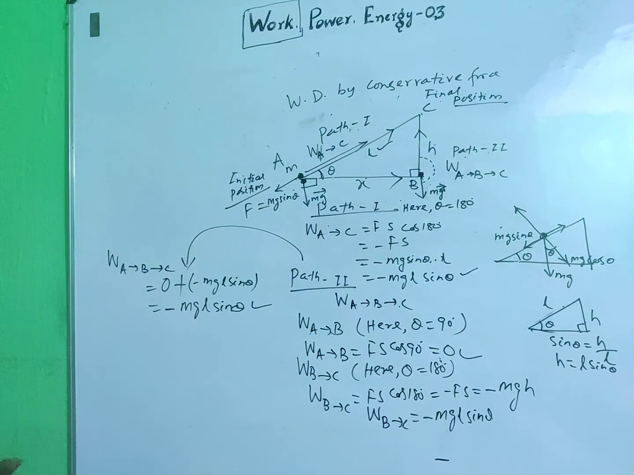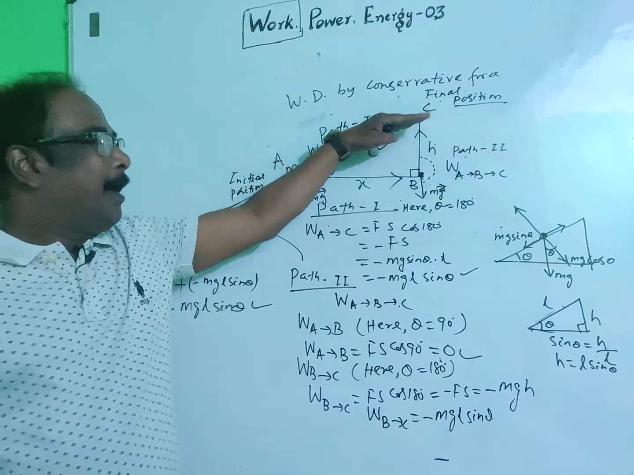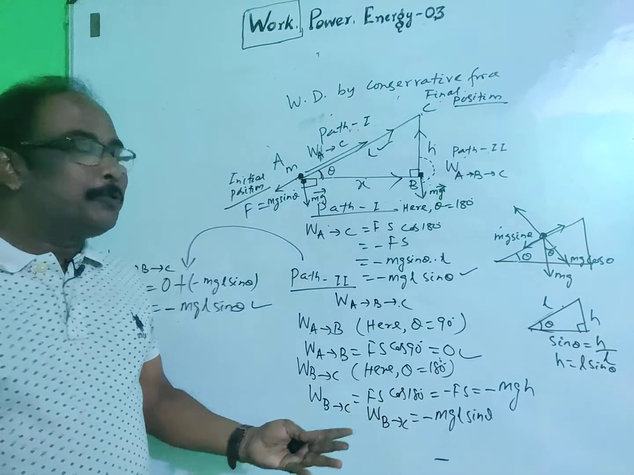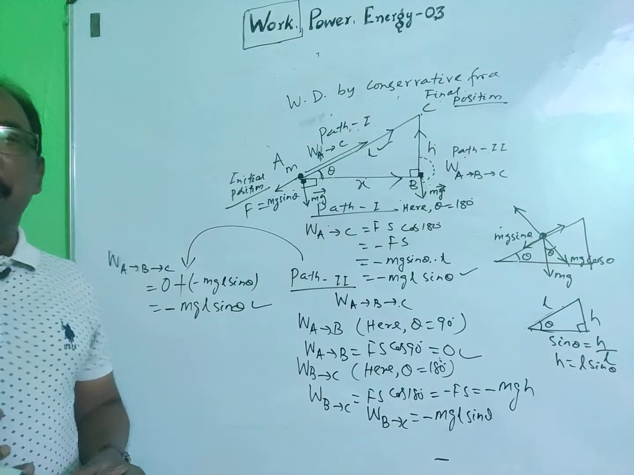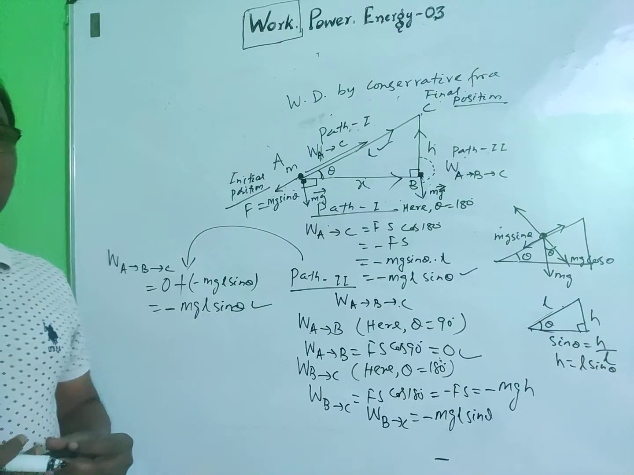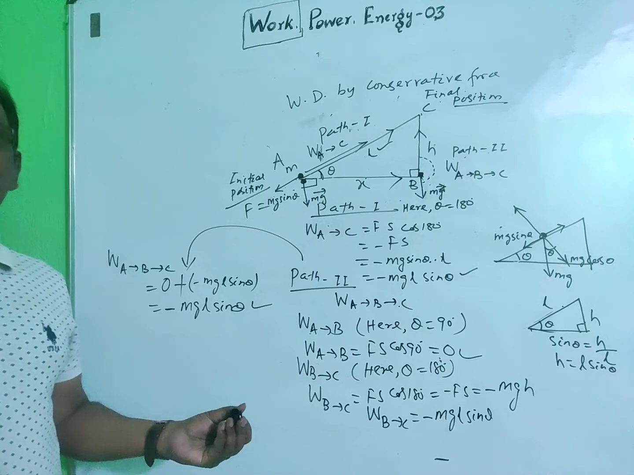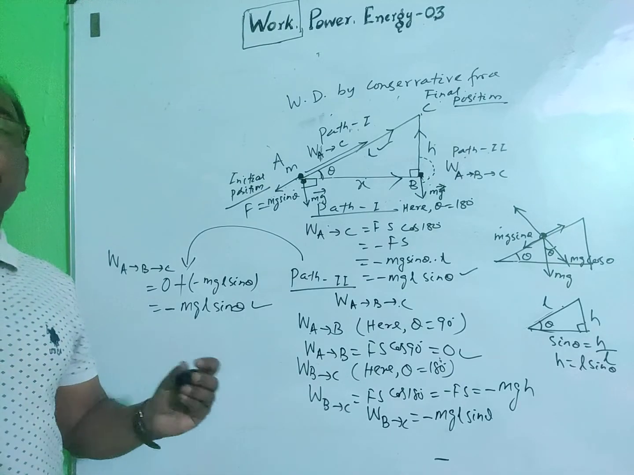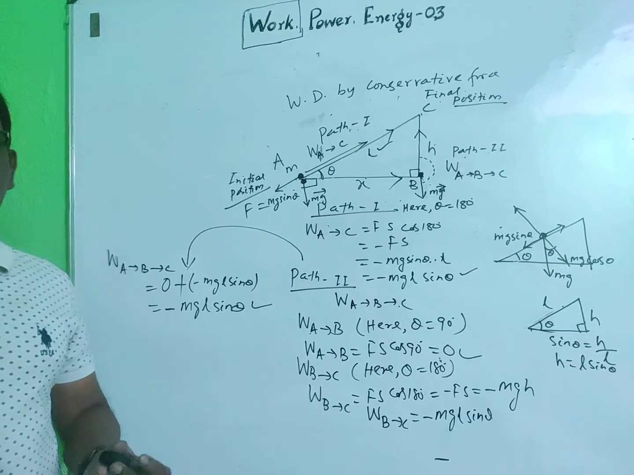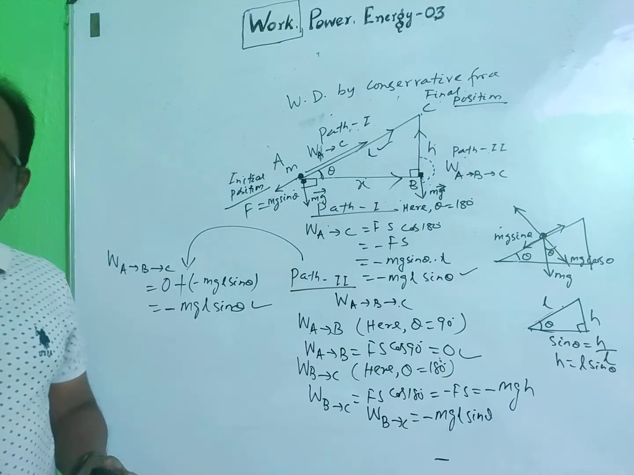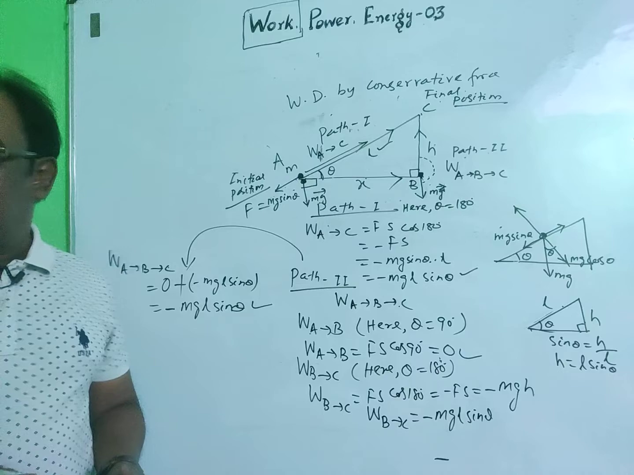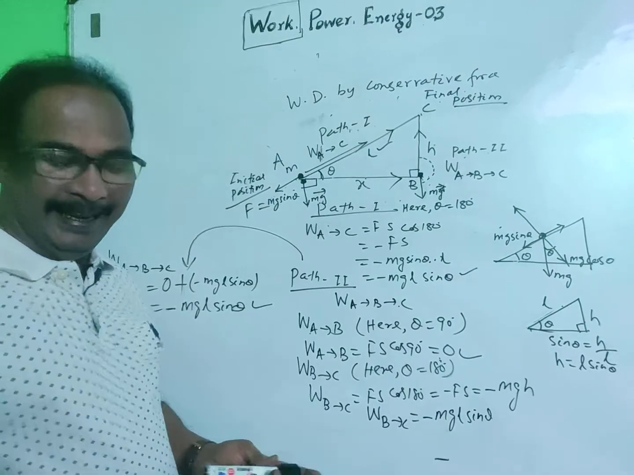So work done by conservative force is independent of path. For path 1 and for path 2, work is the same. So work is independent of path. Is it clear? Is it clear to all? Okay. Now it's time to know the conditions which must be satisfied so that the force is conservative. So if an equation for force is given to you, then you can check whether the force is conservative or not. Is it clear? Okay.